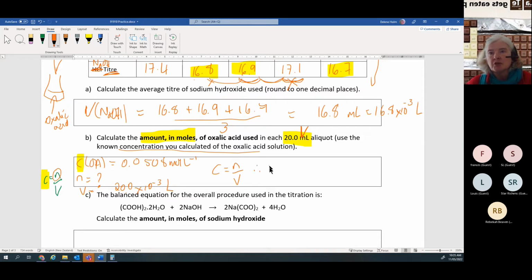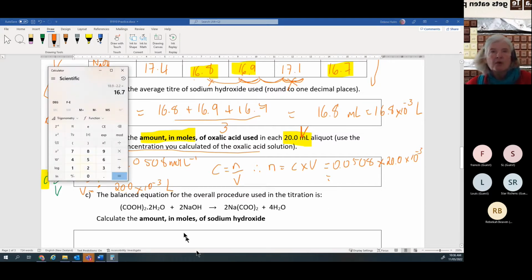So in this case, I'm looking for N. So if I'm dividing N by V on this side, I have to multiply by V on the other side. So it's going to be 0.0508 times 20.0 times 10 to the minus 3. And what I didn't do, I didn't store that previous value, because you should really have kept that 5079 blah, blah, blah, by storing it in here and using your recall memory and so on. But I'm just going to carry on. I'm not going to go back and redo it.